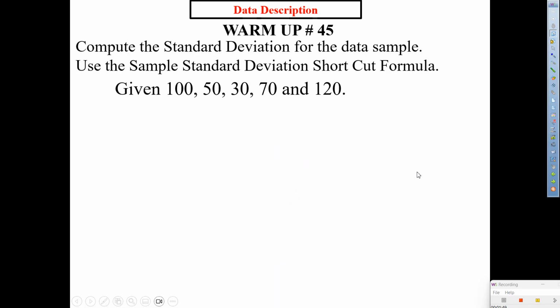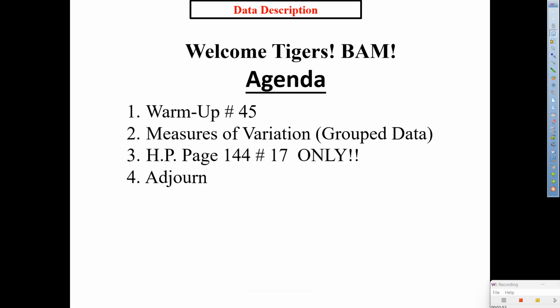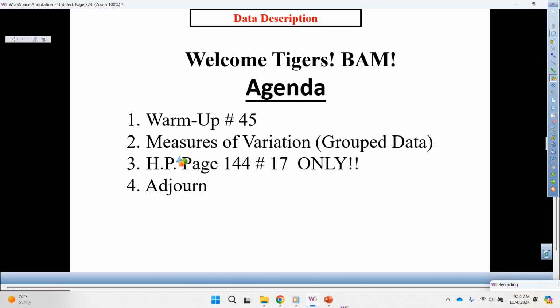Warm-up number 45, measures of variation. Today we're back in grouped data. And your home plate for tonight, page 1. Actually, that's not true. It's actually 2 practice problems. That was from last week. Let's go. 2 problems only.